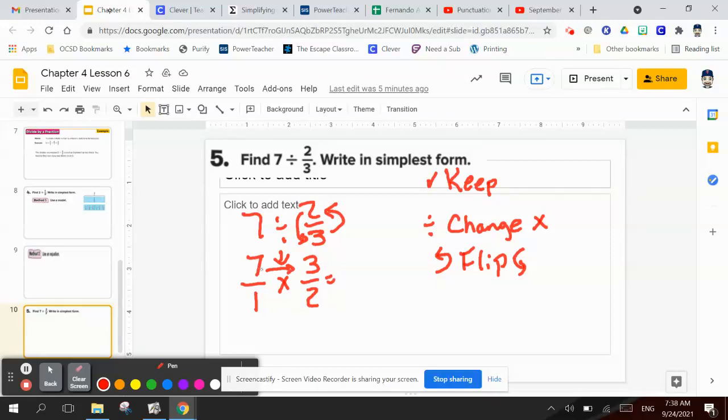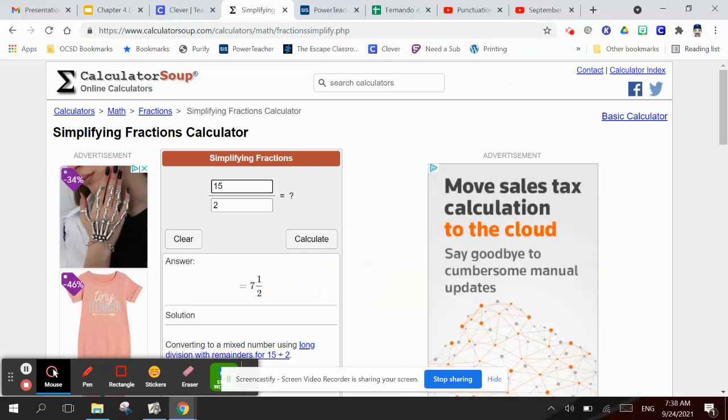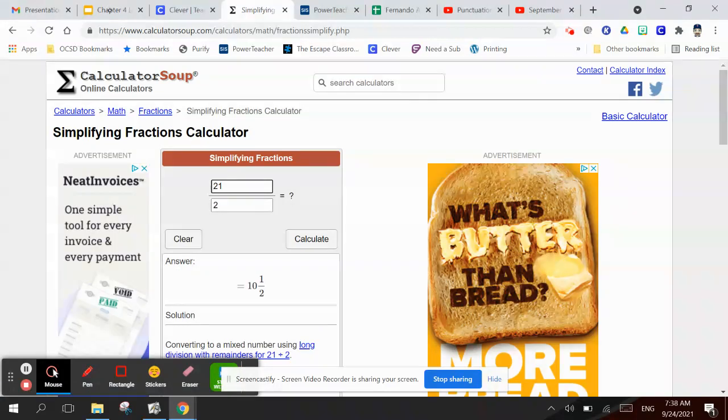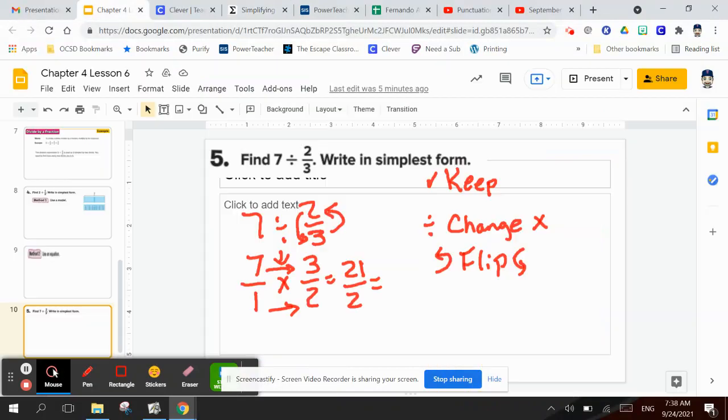And now I multiply. 7 times 3 is 21. 1 times 2 is 2. So again, I want to put that in the simplest form. If I divide, I get a decimal. And I don't want a decimal because we're working with fractions. So I'm going to go back to Mr. Cutsforth's calculator here. And I'm going to type in 21 over 2. So my numerator is 21. And my denominator is 2. And I'm going to hit calculate. And it's going to change that improper fraction to a mixed number, which is 10½.